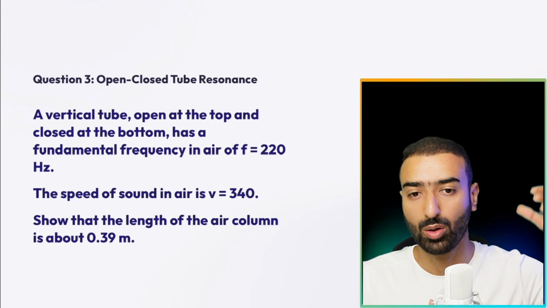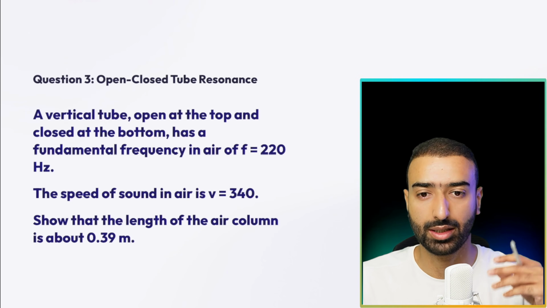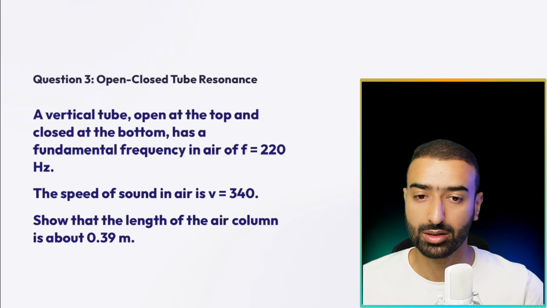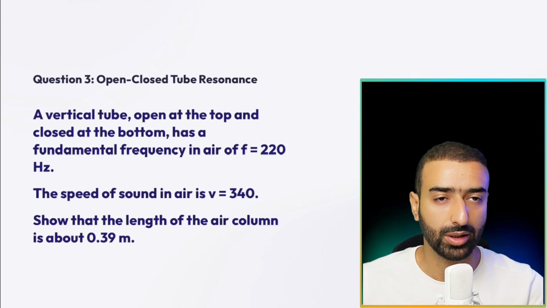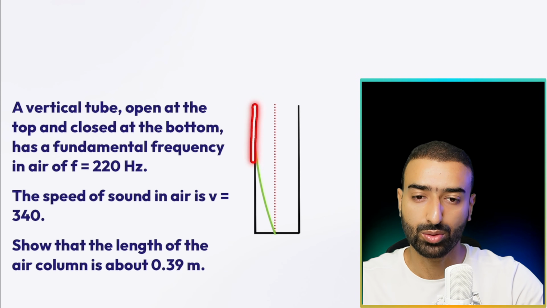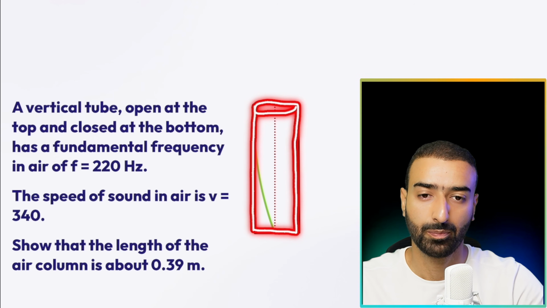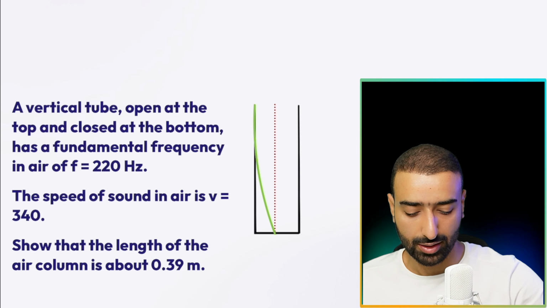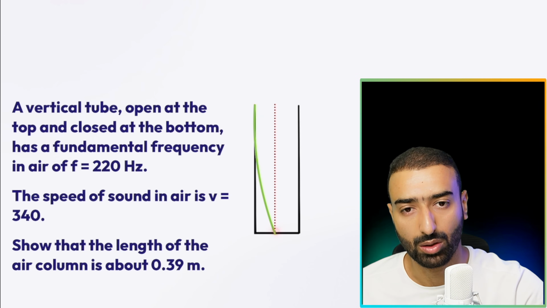A vertical tube, open at the top and close at the bottom, has a fundamental frequency in air of 220 Hz. The speed of sound is 340 meters per second. Show that the length of the air column is about 0.39 meters. Let's make a sketch of this problem. The sketch shows a tube that is closed at the bottom and that is open at the top. The green line shows the fundamental frequency of air. Note that this is an antinode, as it should be, and this closed end is a node.